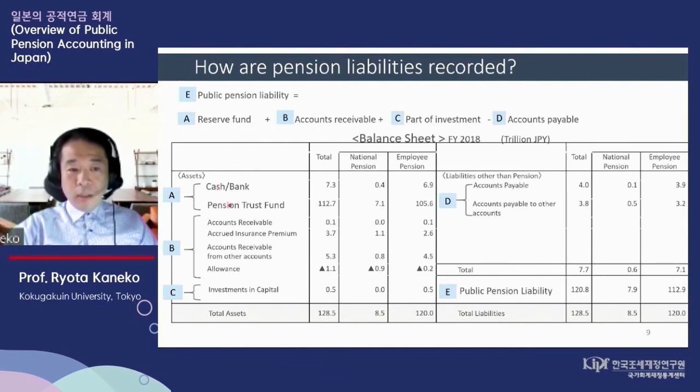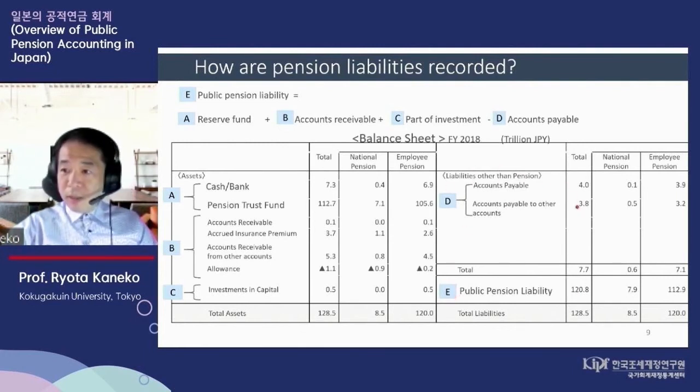Because this cash and the pension trust funds are restricted for pension payments only. The government cannot use this cash for other purposes, and it's by law. So we consider that, at least, we have to pay these reserves as pension payments in the future. So we consider it a present obligation, so we can categorize the public pension liability here as liability.